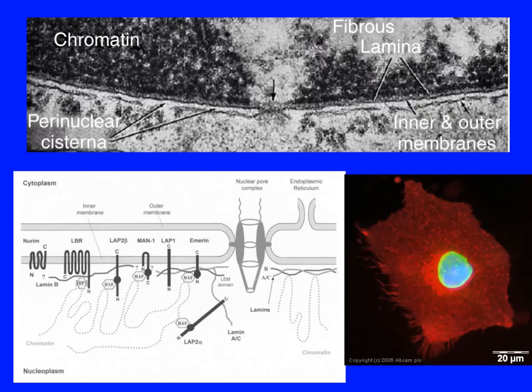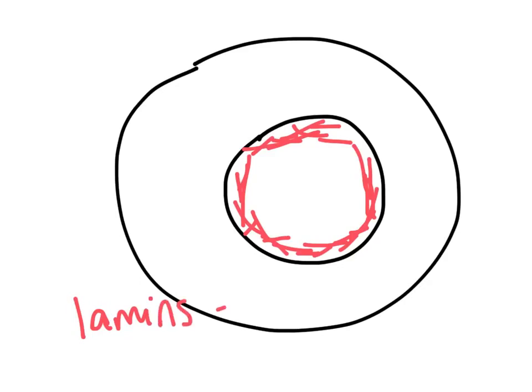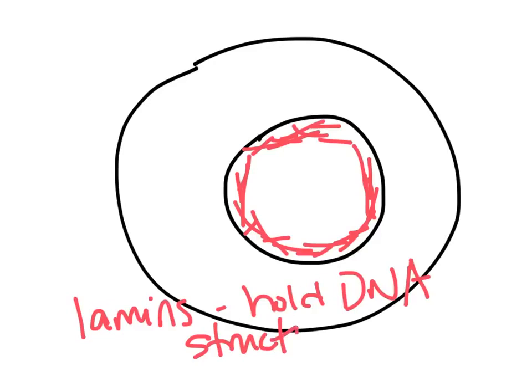Want me to draw it? Yes. Here's the cell. Here's the nucleus, and we all know that's wrong. But if I were to draw it like that, I would say there are red intermediate filaments, and you're going to know that those are lamins. There are multiple different lamins, A, B, C. Those lamins help to hold DNA through interactions with the histones and also hold the structure of the nucleus.